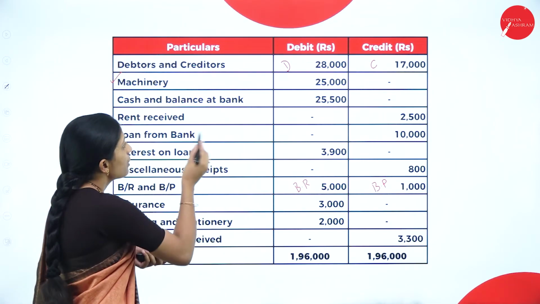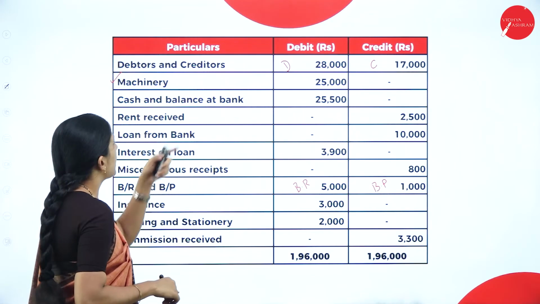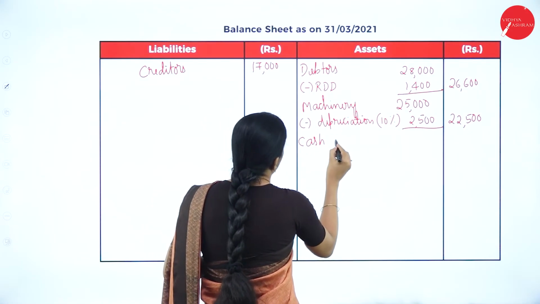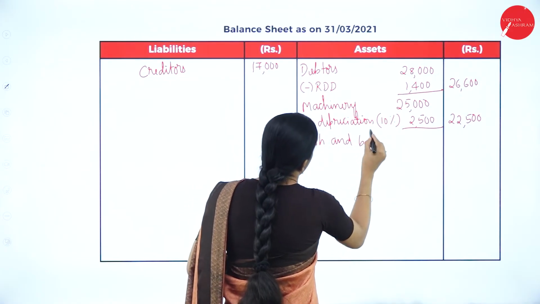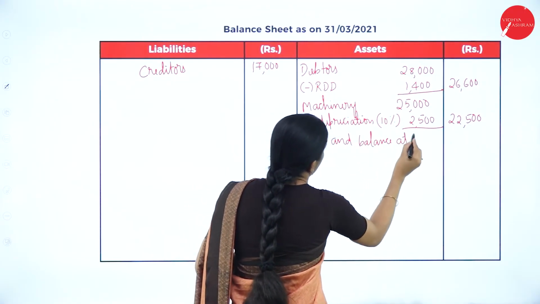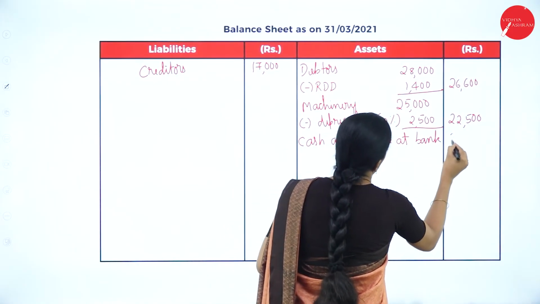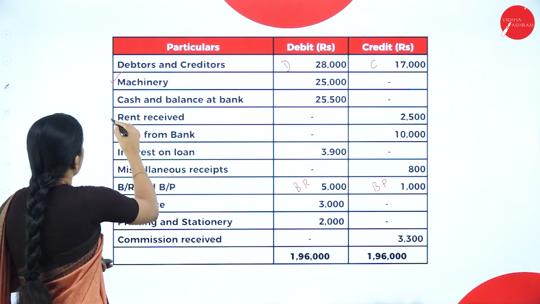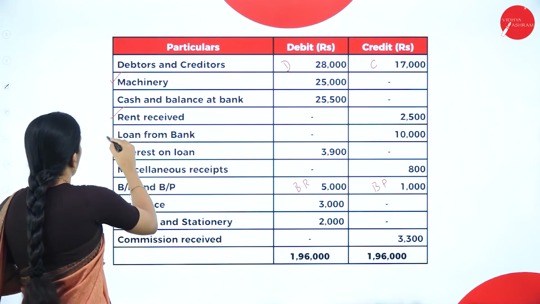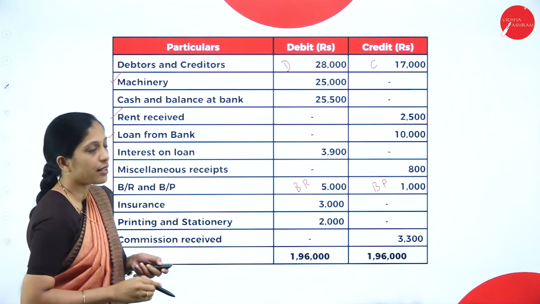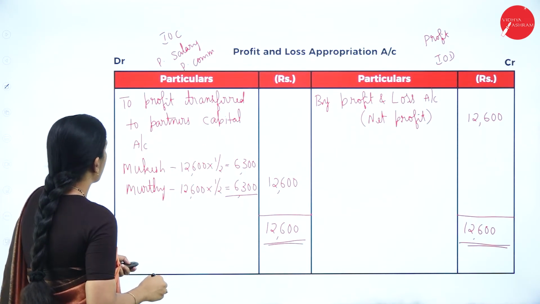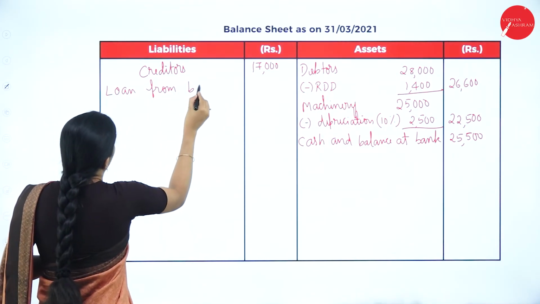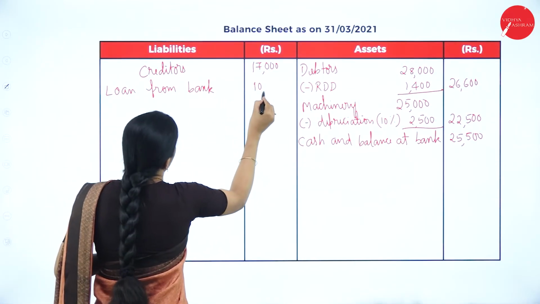After machinery, the next item is cash and balance at bank. It is an asset, so you have to take it on the asset side. Cash and balance at bank, that is 25,500. After that, rent received you have taken. Next, loan from bank you have to take. It is a liability, 10,000. Loan from bank, that is 10,000.